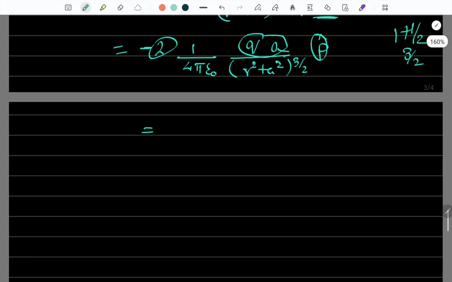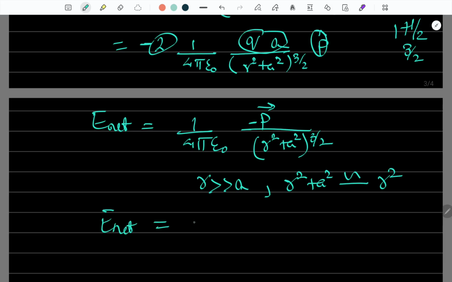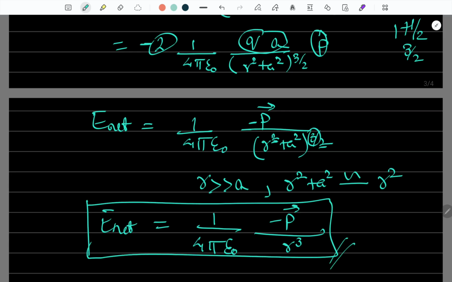सो हमारा आंसर अब net electric field will be equal to 1 by 4 pi epsilon naught minus vector P by r square plus a square hold the power 3/2 बन जाएगा. As it is R is much more greater than a, r square plus a square can now be approximated to r square. So E net becomes 1 by 4 pi epsilon naught minus P by R cube, because अंदर का स्क्वायर और ये 2 कैंसिल हो जाएंगे, सिर्फ 3 बचेगा. So this will be the equation for the equatorial line वाला derivation.